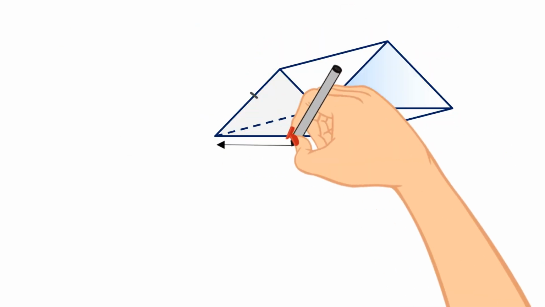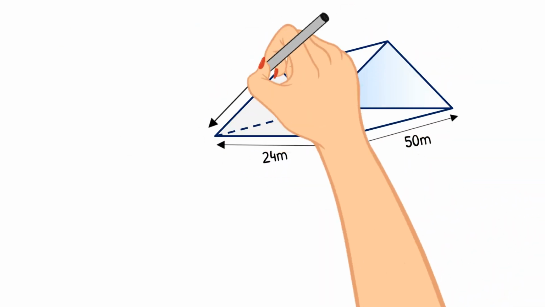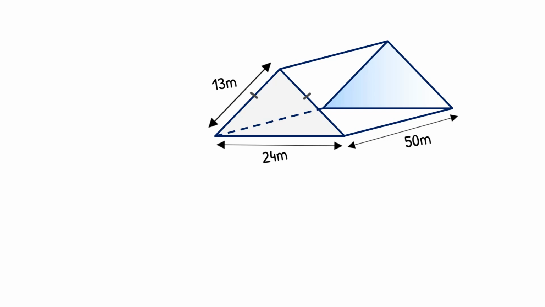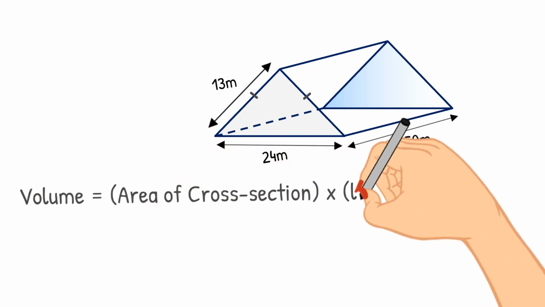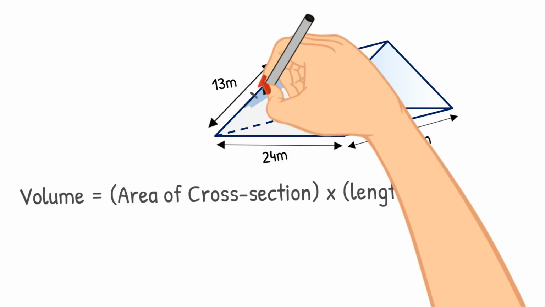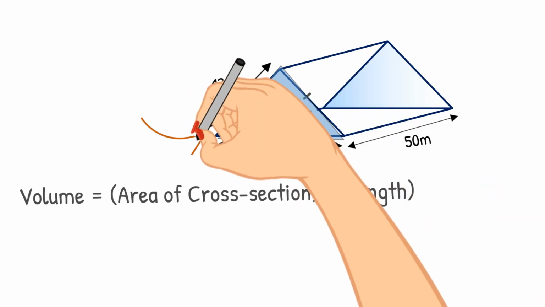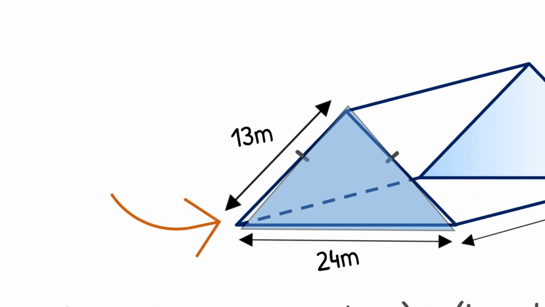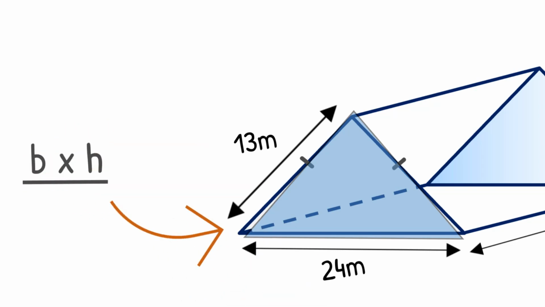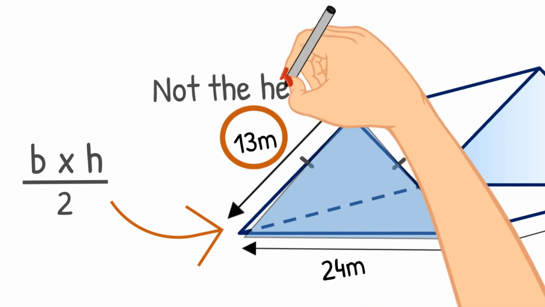Let's take a look at a triangular prism. So we know the volume of this is going to be the area of the cross-section times by the length. So first we need to identify the cross-section, and it's an isosceles triangle. We know the area of a triangle is base times height divided by 2. And that 24 is our base, but unfortunately that 13 is not the height.